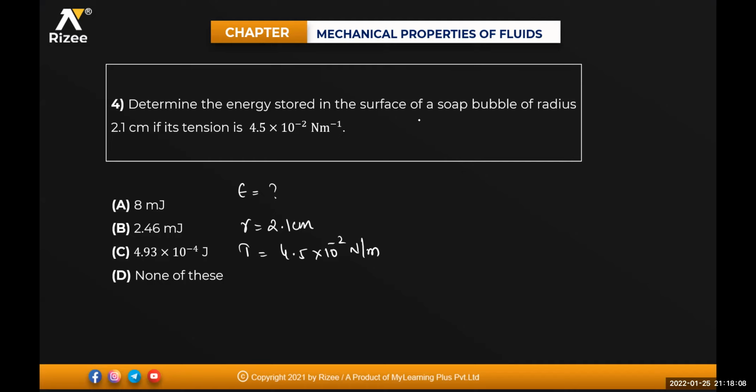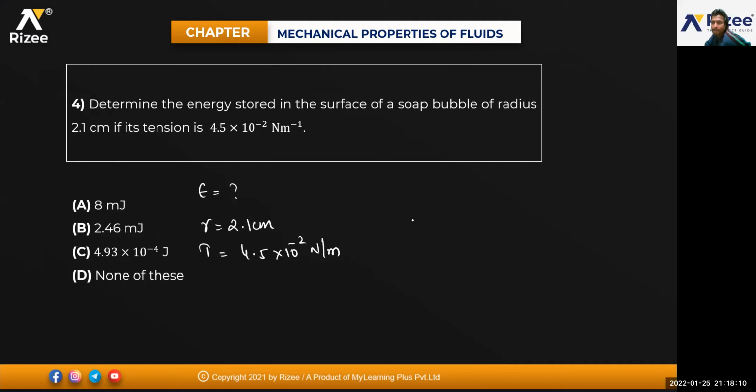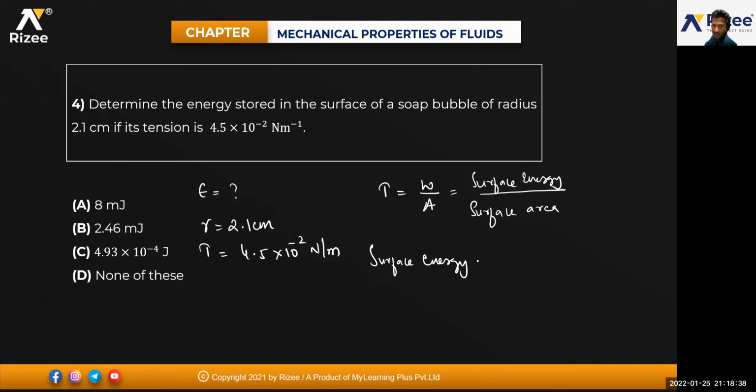Option C. What is the formula, beta? I just now told you, surface tension T is equal to work done divided by area. It is asking the energy stored. Energy stored means surface energy, you know. So this is nothing but surface energy divided by surface area. That means surface energy will be equal to how much? Surface energy is equal to surface tension into area.